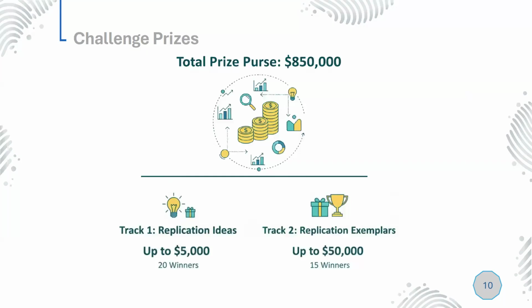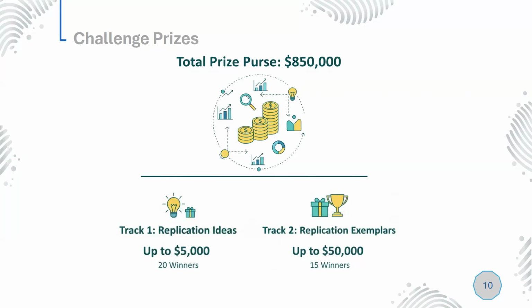So for track one, the Common Fund may award up to $5,000 per winner of track one, up to a total of 20 winners. Here, our plan is to award 4 winners in each of 5 scientific categories, covering basic, translational, preclinical, clinical, and social and behavioral fields.